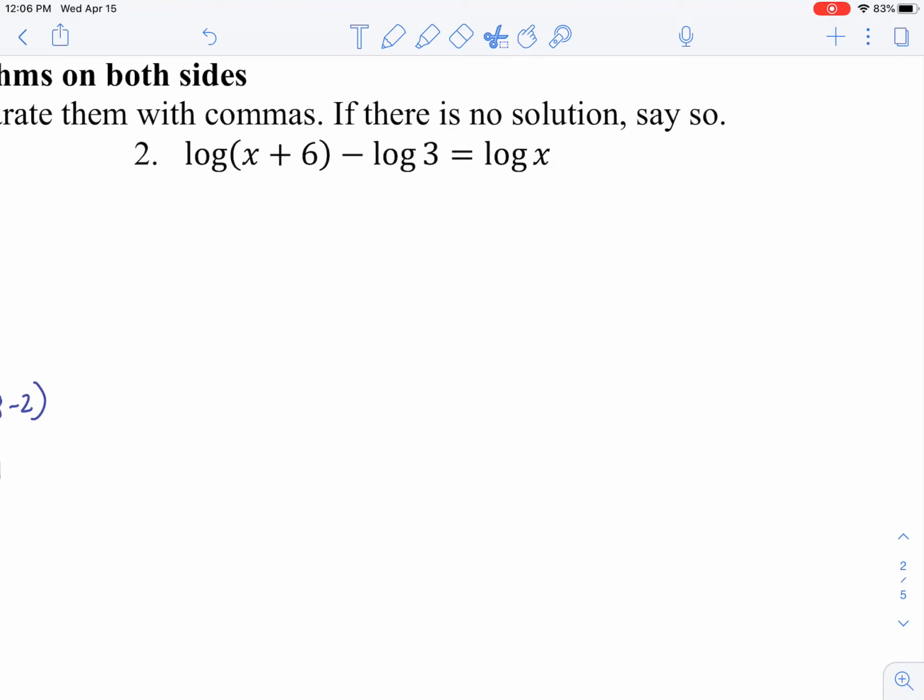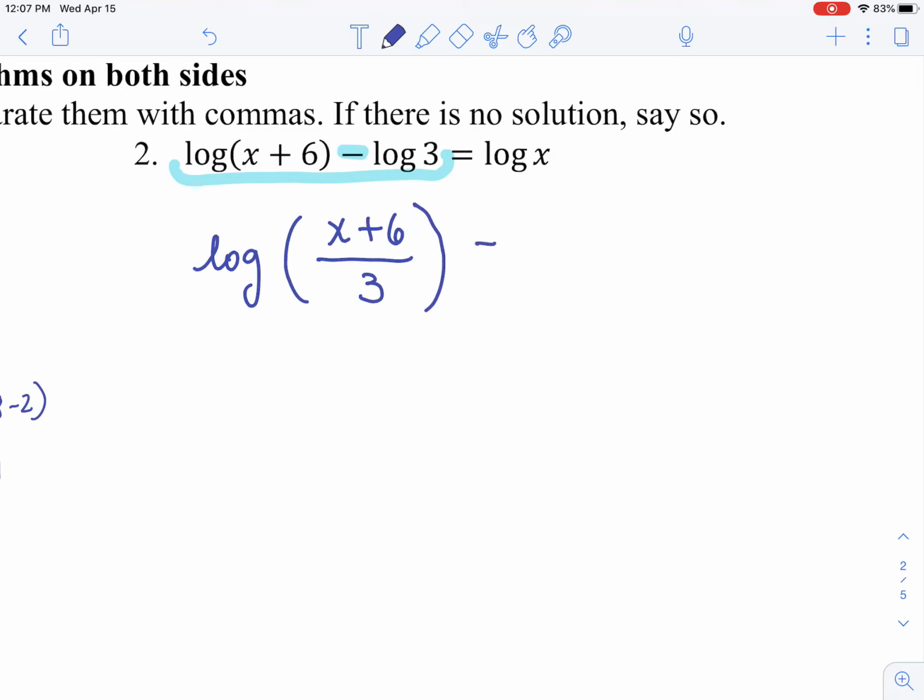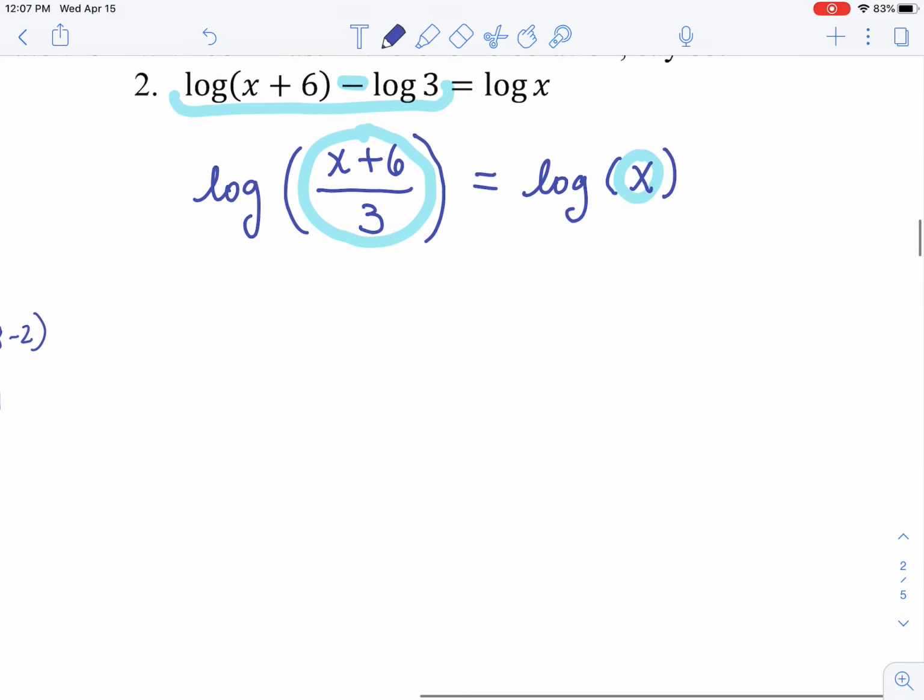All right. Now this one, oh my goodness, take a look very carefully. We have logs everywhere. We have logs on the left, logs on the right. But well, no, remember what we said. We want to combine all the logs. But what I can do is, let me go ahead and simplify these two first. Using what property? The quotient property. Notice these are the same common logs connected by a minus sign. So what I can do is I can rewrite this as log of a quotient, x plus 6 divided by what number? 3. And I can say that equals the right side, common log of x.